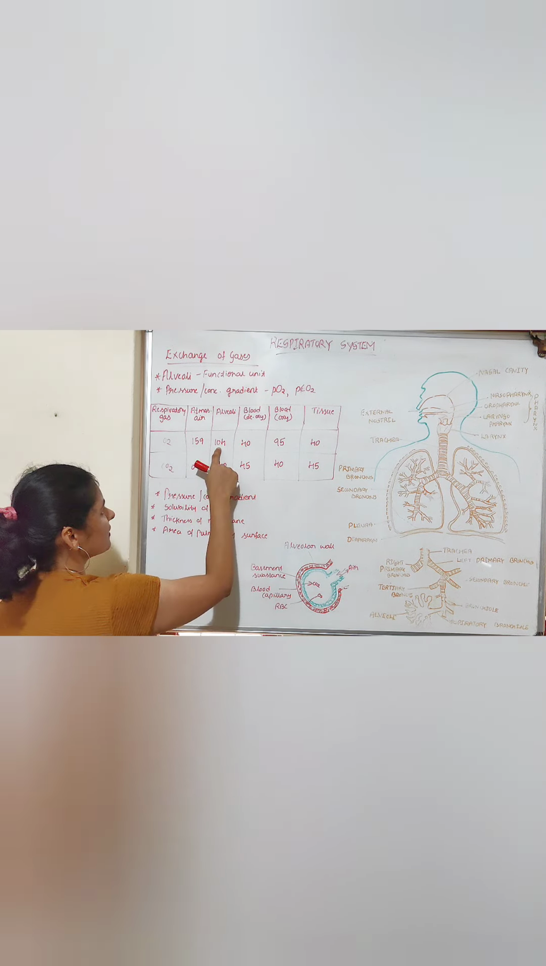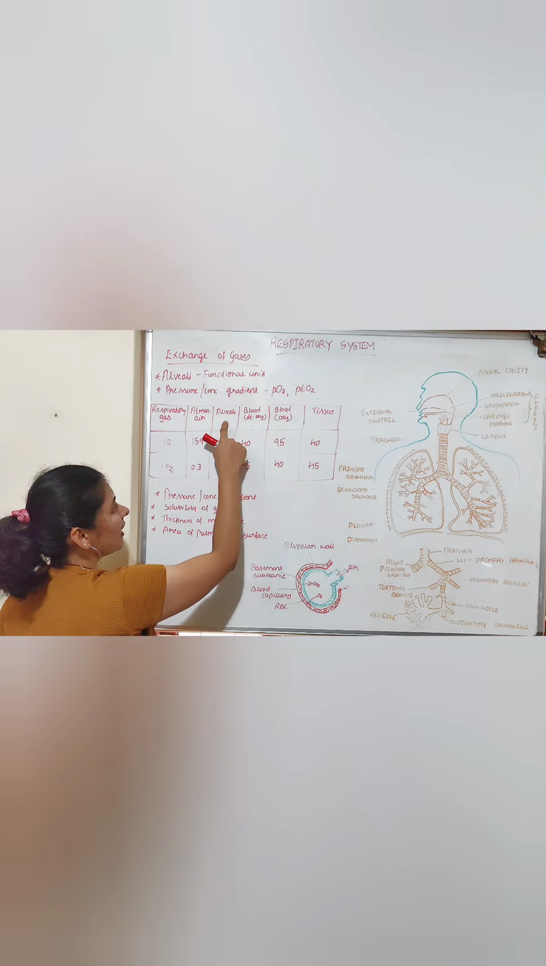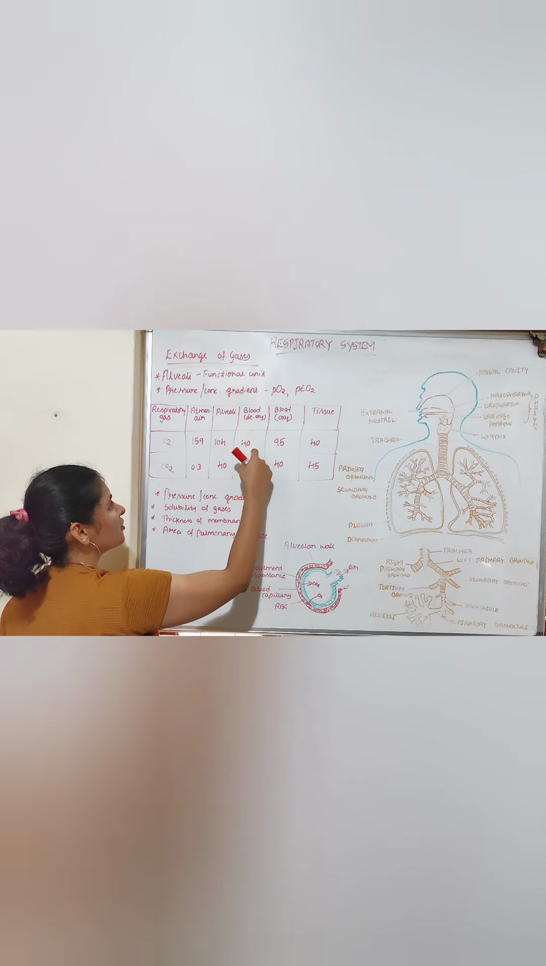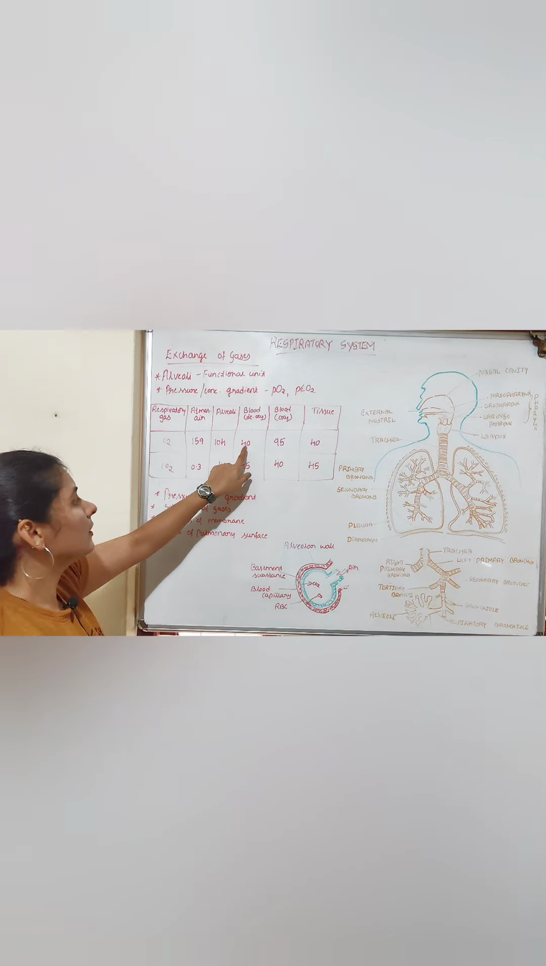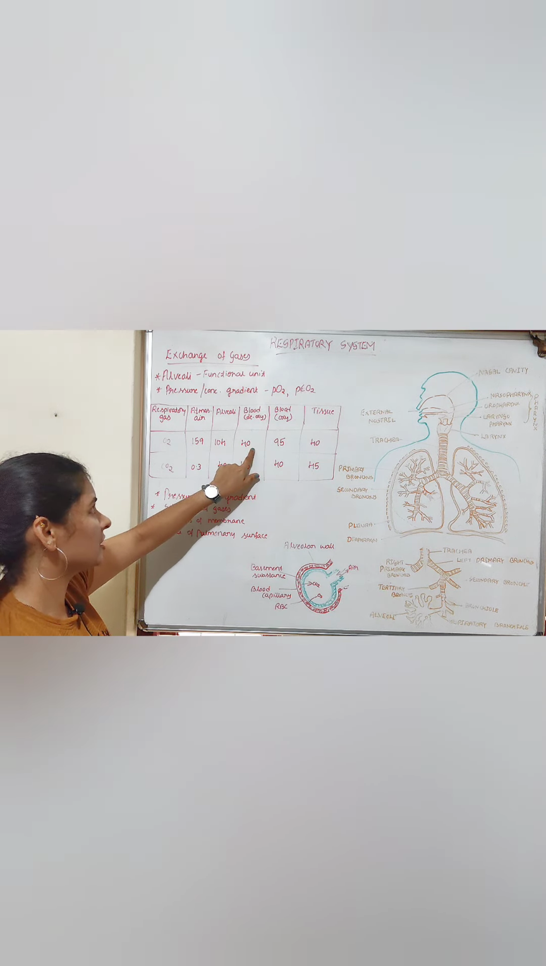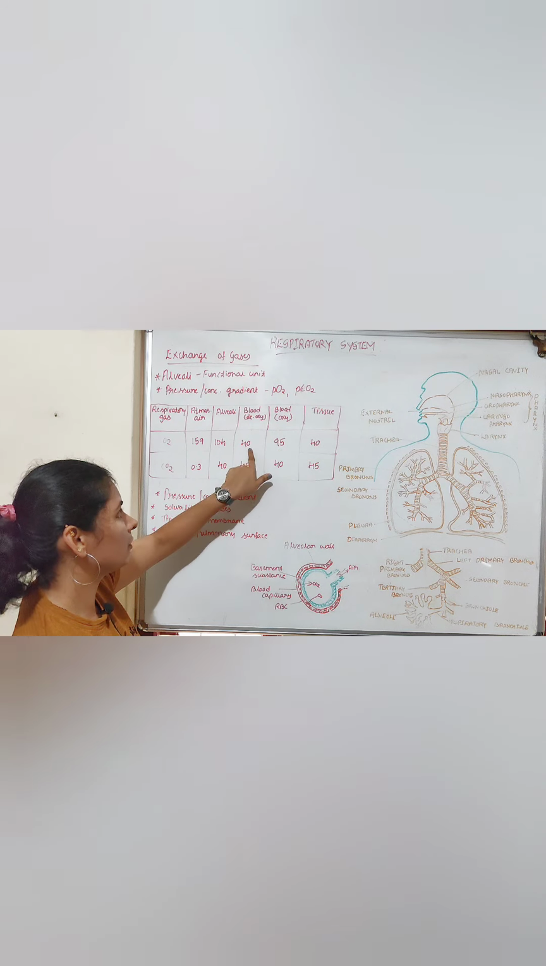Now the oxygen is present in the alveoli with a partial pressure of 104, and the alveoli are surrounded by blood which carries deoxygenated blood having a partial pressure of oxygen of 40. So the blood has less partial pressure when compared to the alveoli. So obviously oxygen will move from the high pressure region to the low pressure region, that is from alveoli to blood. Deoxygenated blood, upon receiving oxygen, becomes oxygenated blood, and the partial pressure becomes 95 from 40.